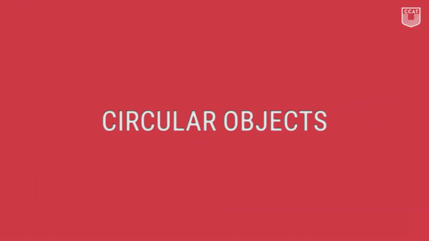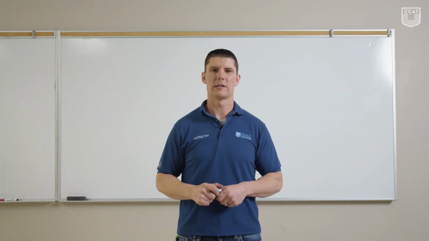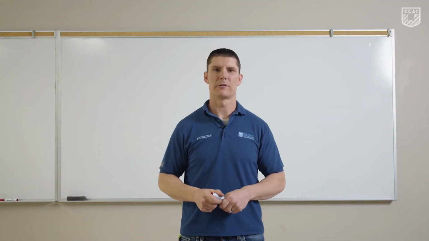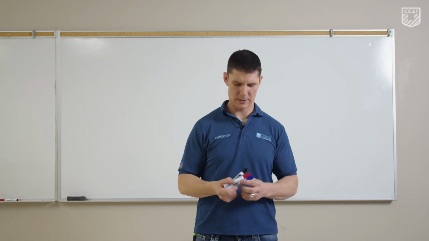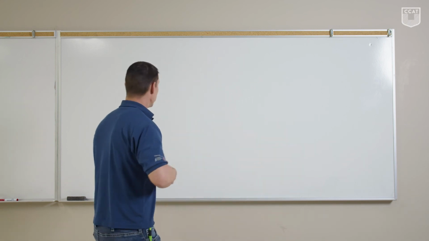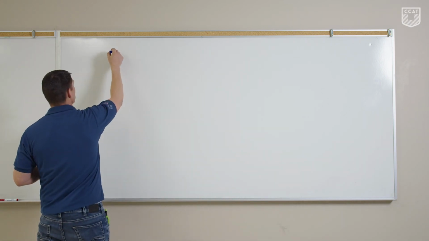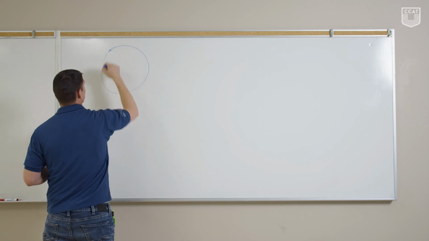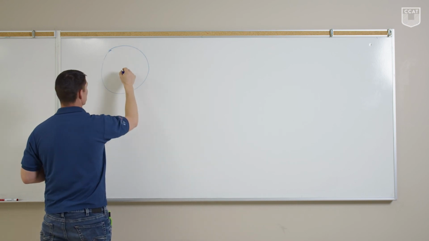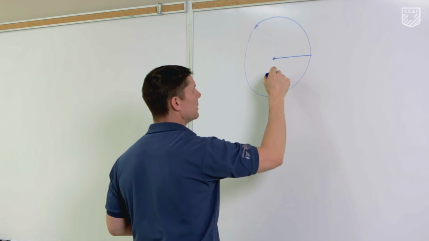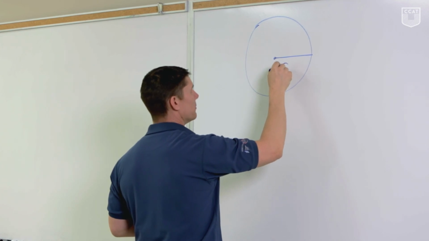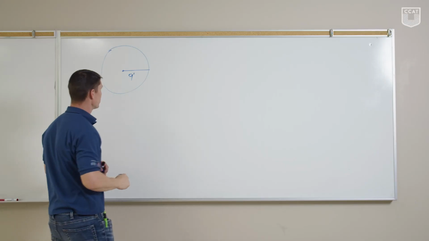Another layout challenge is circular objects. Therefore, understanding the general concept of radius, diameter, and circumference is going to be critical to being able to lay out these shapes. So just to get familiar with this terminology, we're going to figure out the circumference of a circle. We'll start with the radius. Let's say we've got the radius of 9 foot. Keep it nice and simple.